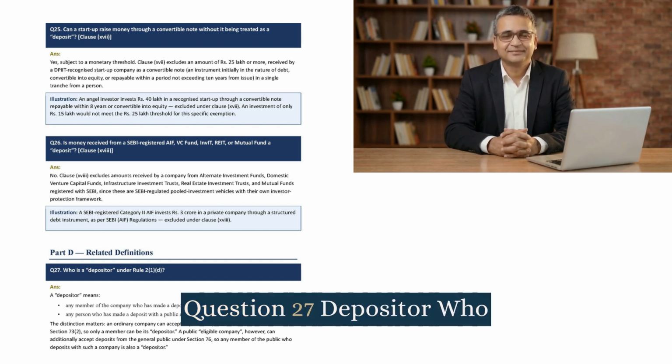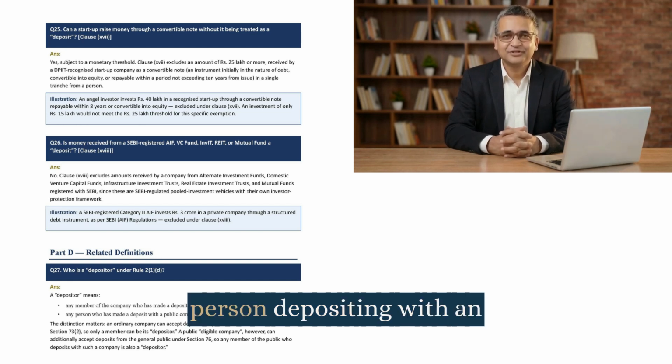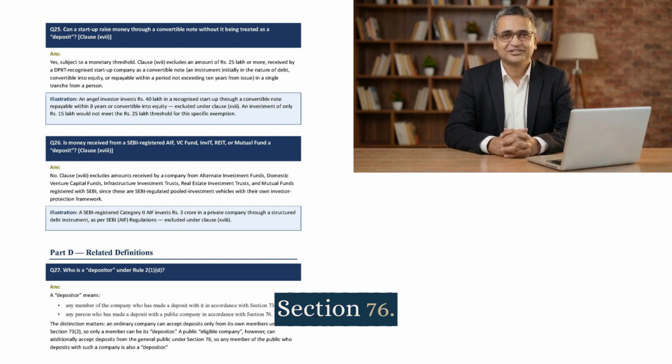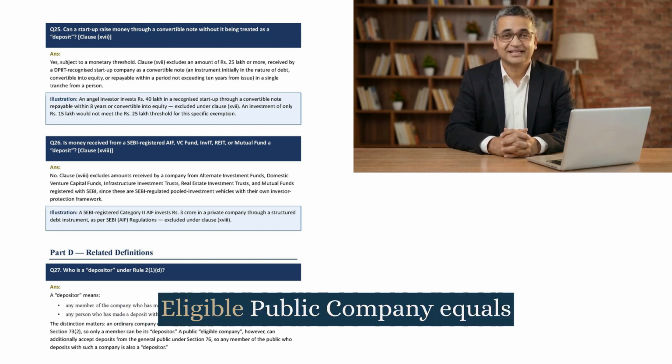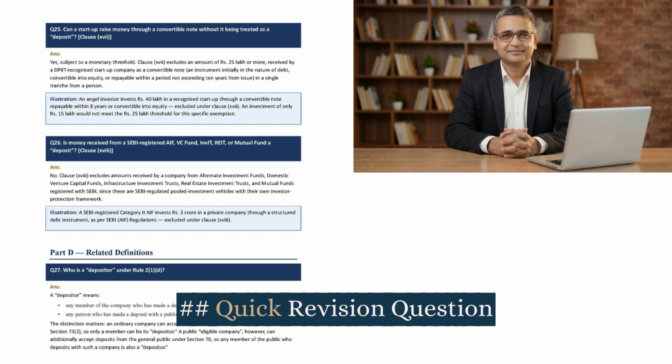Question 27. Depositor. Who is a depositor? A member depositing under Section 73 or any person depositing with an eligible public company under Section 76. Remember, ordinary company equals members only. Eligible public company equals members plus public.